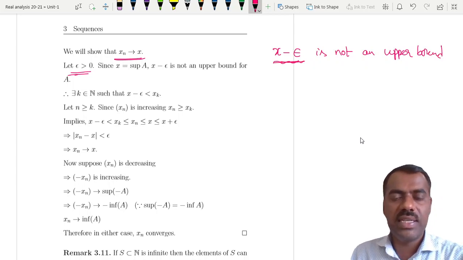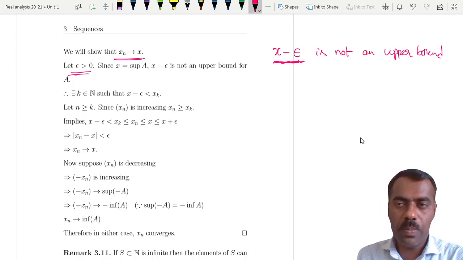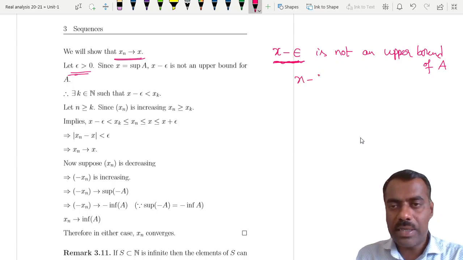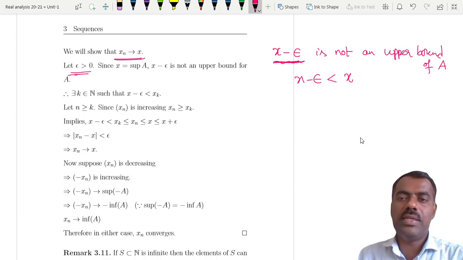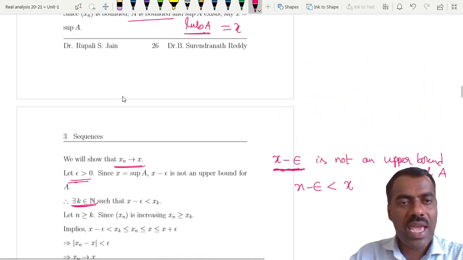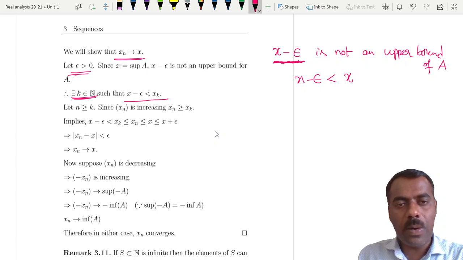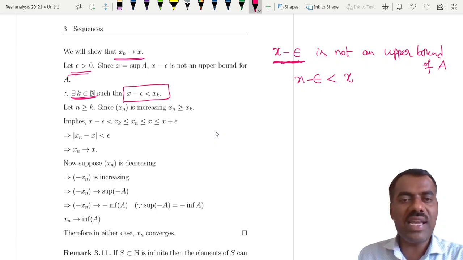Since X is the least upper bound, X minus epsilon is no more an upper bound of that set A. You can check that, because X minus epsilon is strictly less than X, and if it were an upper bound, it would contradict the least upper bound property. Is this clear? What does it mean that something is not an upper bound of a set? There exists an element XK, with K a natural number, such that X minus epsilon is less than XK.